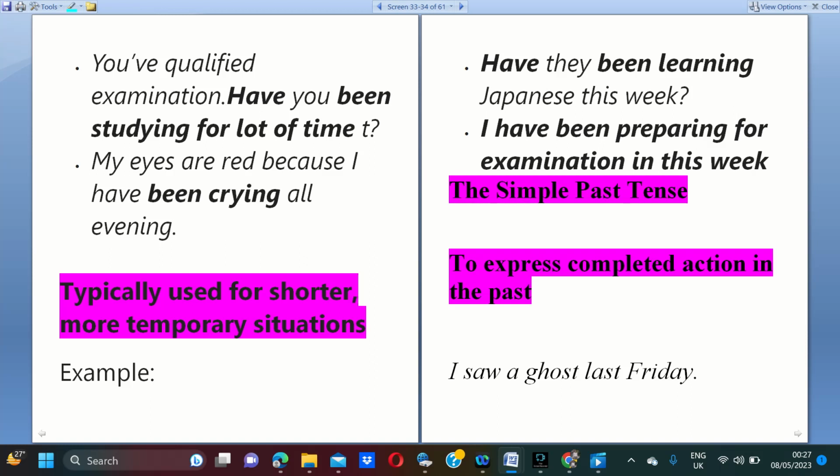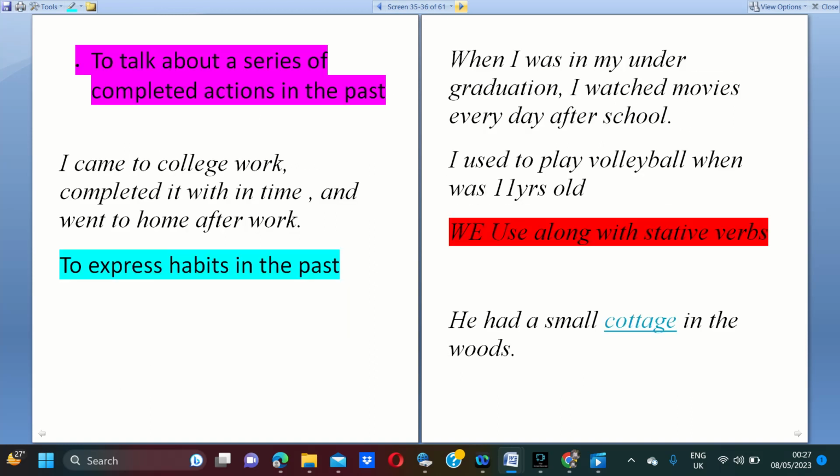Next, the past tense. Simple past is useful to express completed actions. It is useful to talk about completed actions in the past. I saw a ghost last Friday. Here you can see, saw is the V2 form. See, in the present tense we use the V1 form. In the past tense we use the V2 form to express past actions.